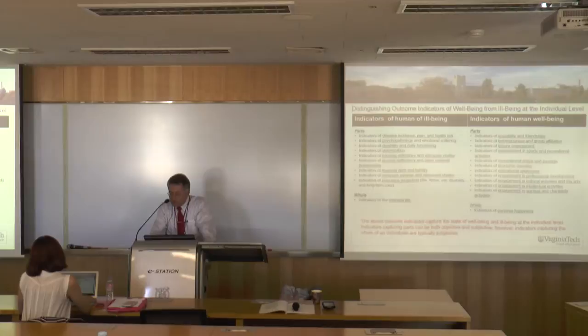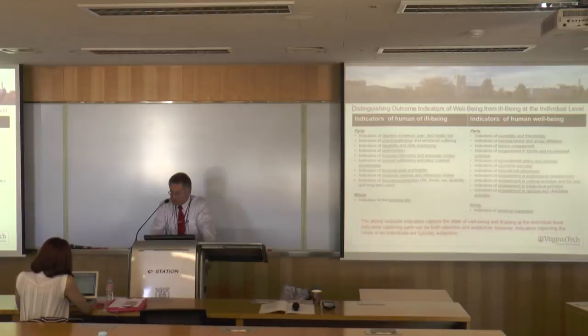If you're looking at the parts, indicators of parts of human well-being at the individual level, and this is the right-hand side of the table: indicators of sociability and friendships, belongingness and group affiliation, leisure engagement, engagement in sports and recreational activities, occupational status and prestige, economic success, educational attainment, engagement in professional development, engagement in cultural activities and the arts, engagement in intellectual activities, engagement in spiritual and charitable activities.